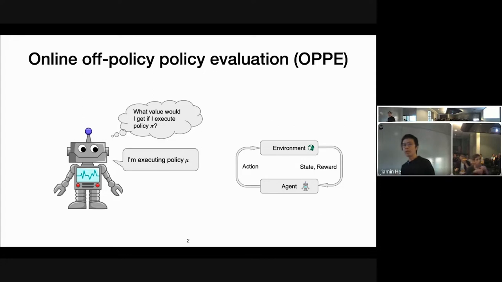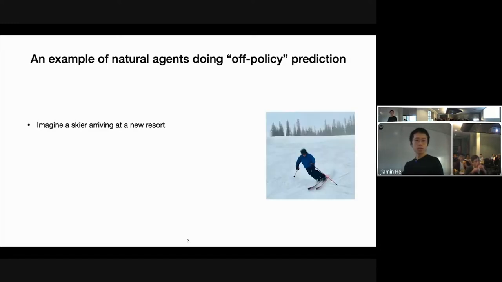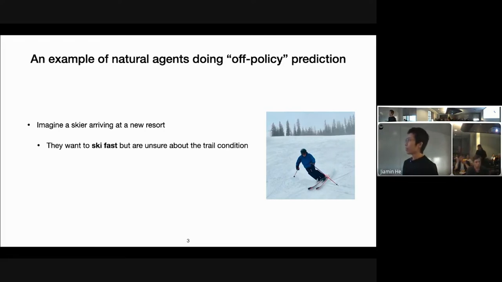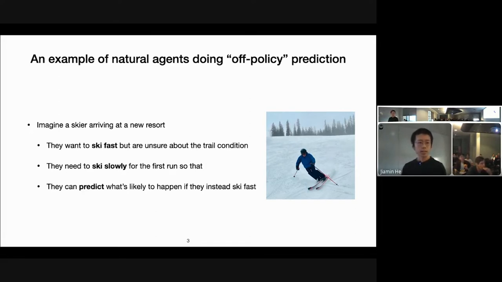Next, I will give you an example of how natural agents do off-policy prediction, to motivate the problem a little bit. Imagine a skier at a new ski resort. They may want to ski fast, but they are unsure about the trail condition, so they cannot ski fast. Instead, they may first choose to ski slowly for the first run so that they can predict what is likely to happen if they instead ski fast. This shows how off-policy prediction is helpful for agents to evaluate a policy that is not safe to perform because they don't know what value they would get.